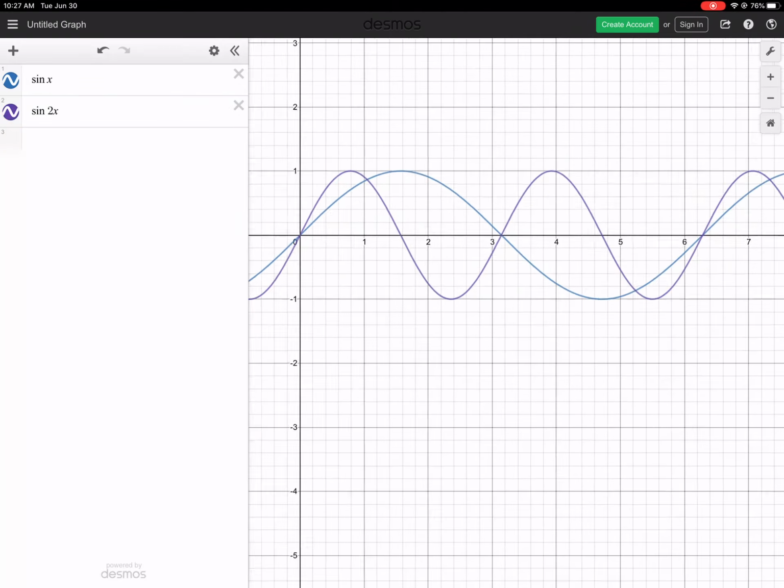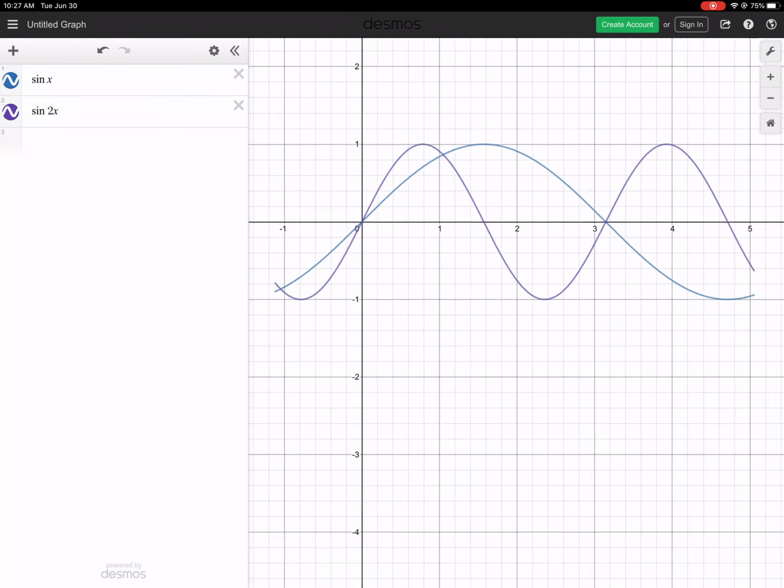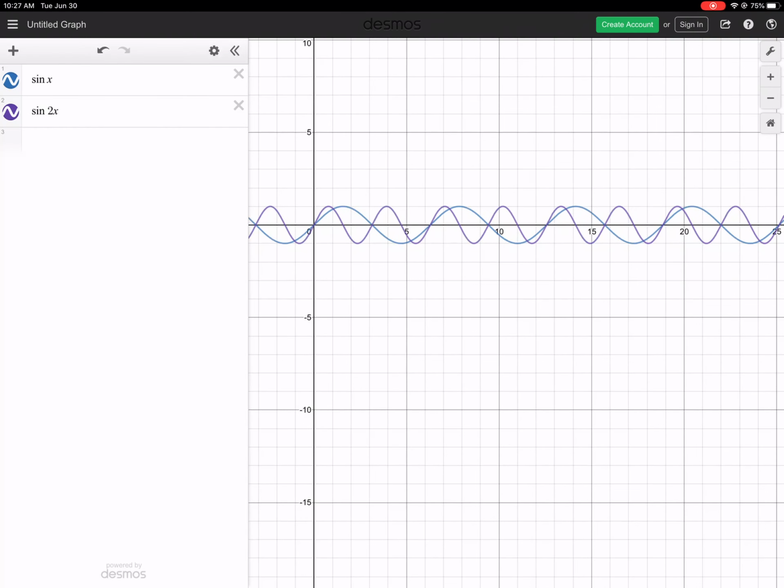And there you go. I'm going to zoom in now, and you'll see that here 2 times 0 is 0, so I still have the same point 0, 0 at the beginning, but now I finish my period. It goes up and down and back up again in pi rather than 2 pi. And so my period is half of what it used to be. Let's zoom out a bit so you can see this whole thing. The blue is the regular sine wave. The purple is the sine of 2x.